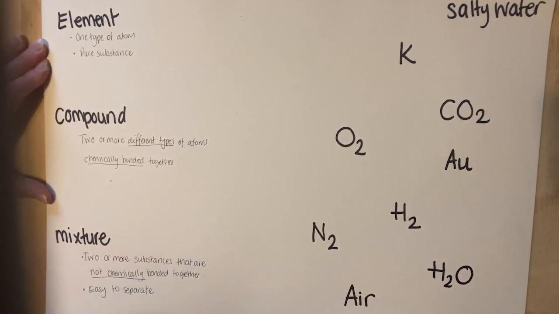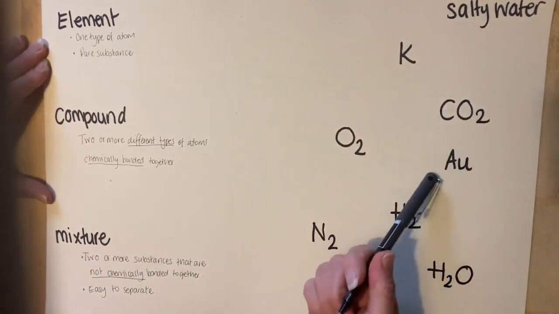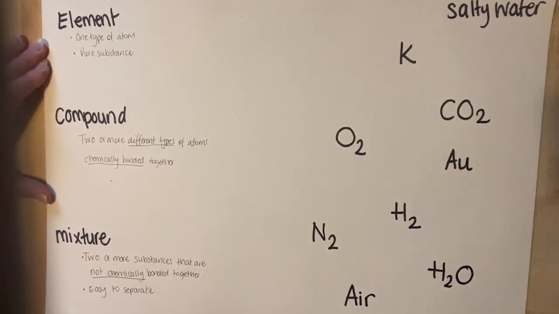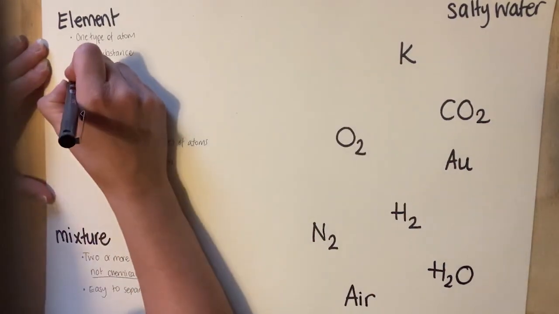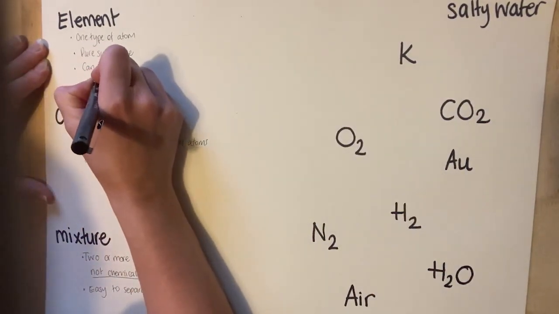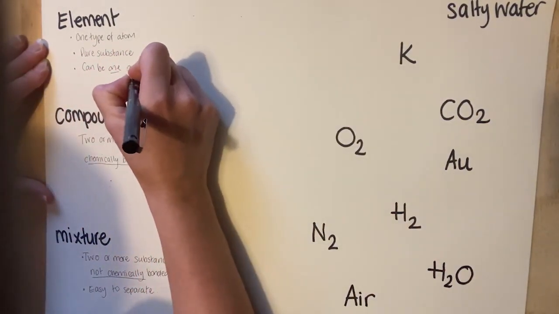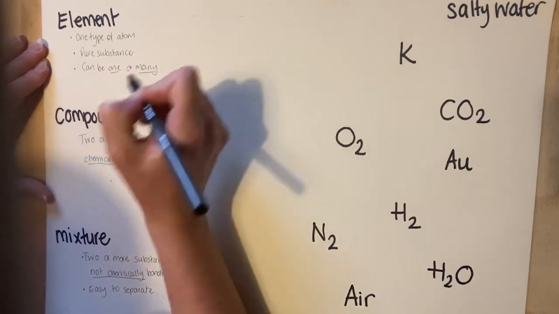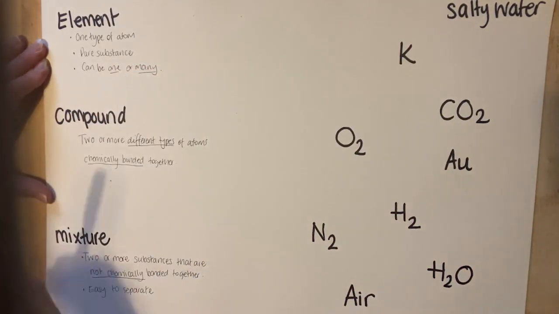Okay, good. Now looking at those definitions, can you spot which ones of these examples belong to each of these definitions? Okay, so element first of all, one type of atom, a pure substance. Let's also add to that, can be one or many, as long as they are only one type. So can we spot any here that are one type of atom?